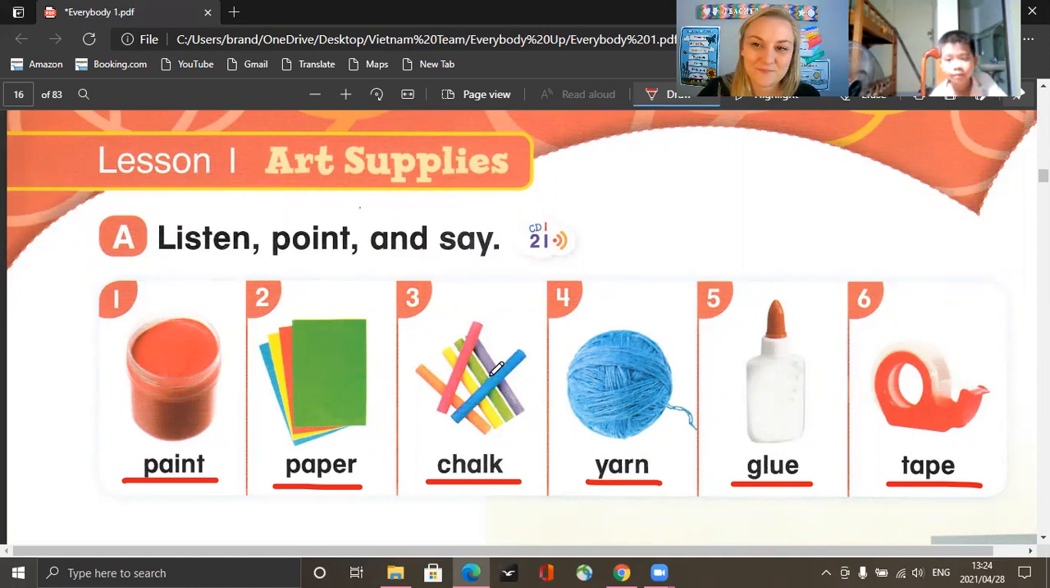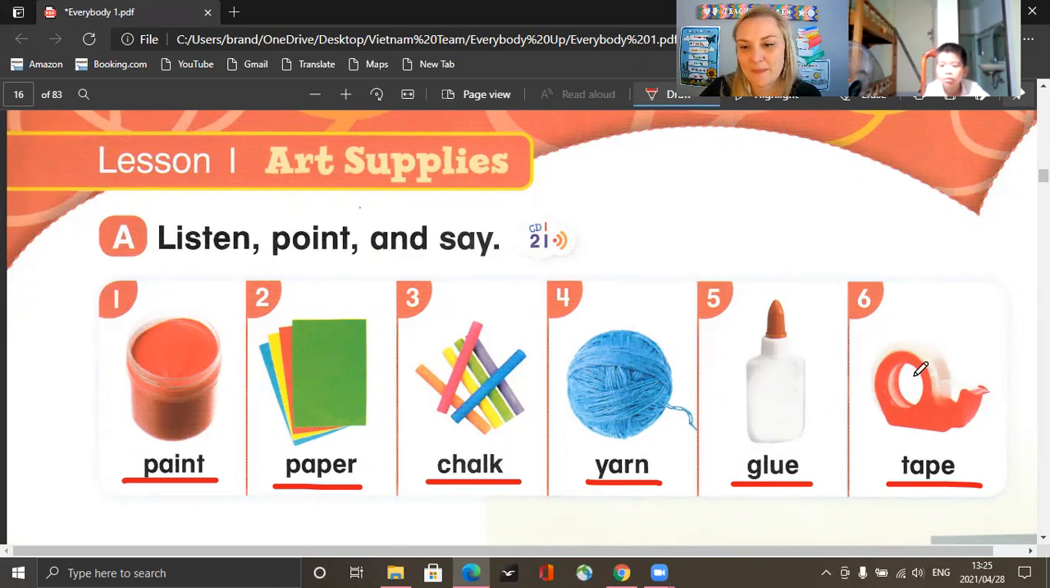Number three. Chalk. Very good. Number four, yarn. Good, yarn. Okay, number five. Glue. Yes, again, glue.